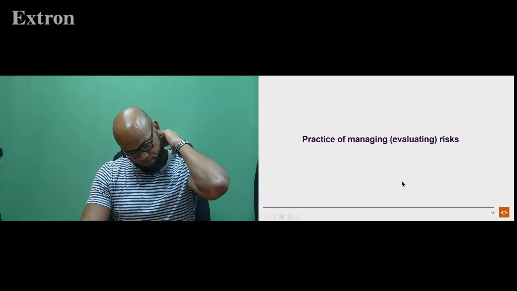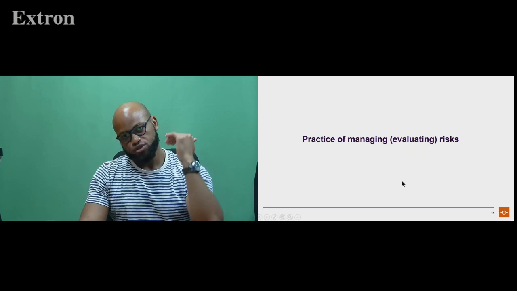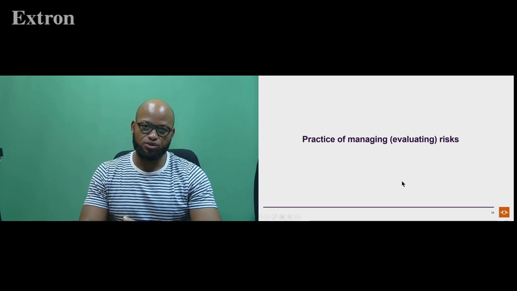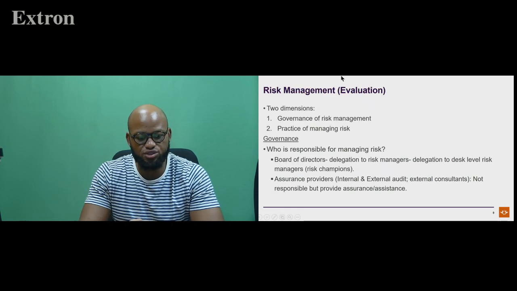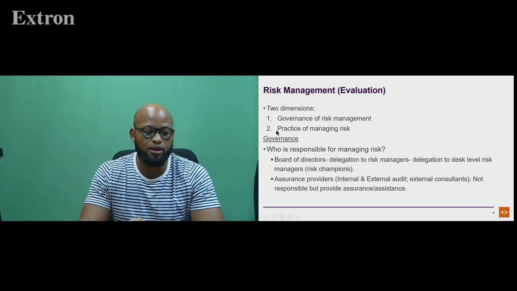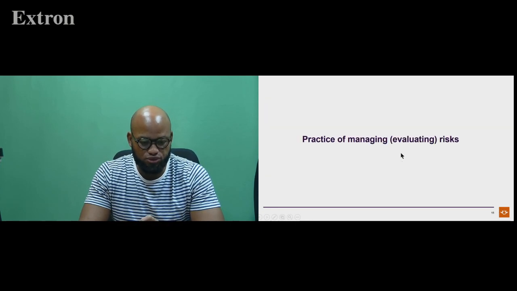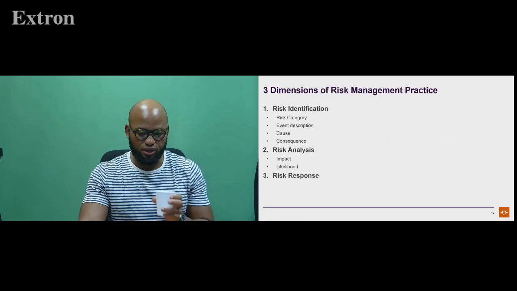Okay, so those are the considerations as far as the governance of risks are concerned. Just to take you back, like I said, there are two dimensions to risk management or risk evaluation. The one is the governance of risk management, and the next one is the practice of managing risk. And that's what I want to move on to now, the practice of managing risks.